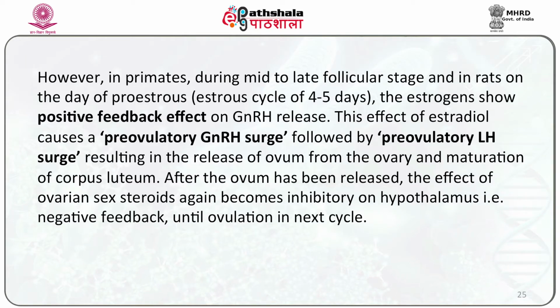However, in primates during mid to late follicular stage and in rats on the day of proestrus with an estrous cycle of 4 to 5 days, the estrogen shows positive feedback effect on GnRH release. This effect of estradiol causes a pre-ovulatory GnRH surge, which is followed by a pre-ovulatory LH surge, resulting in the release of ovum from the ovary and maturation of the corpus luteum. After the ovum has been released, the effect of ovarian sex steroids again becomes inhibitory on hypothalamus, that is, it again becomes the negative feedback mechanism until ovulation in the next cycle.